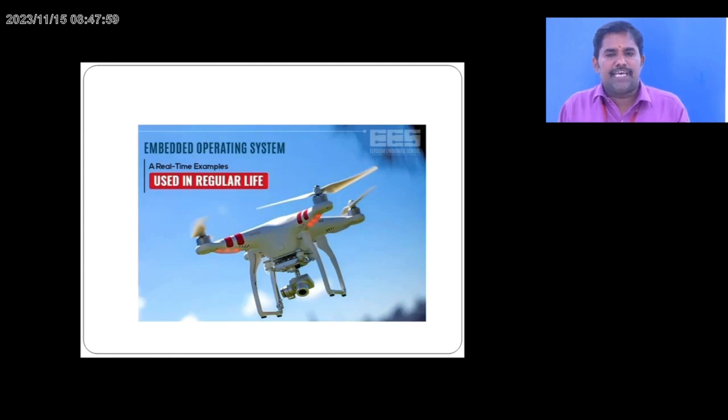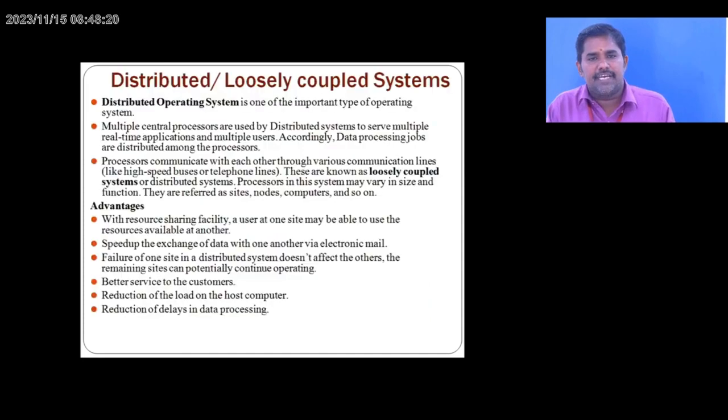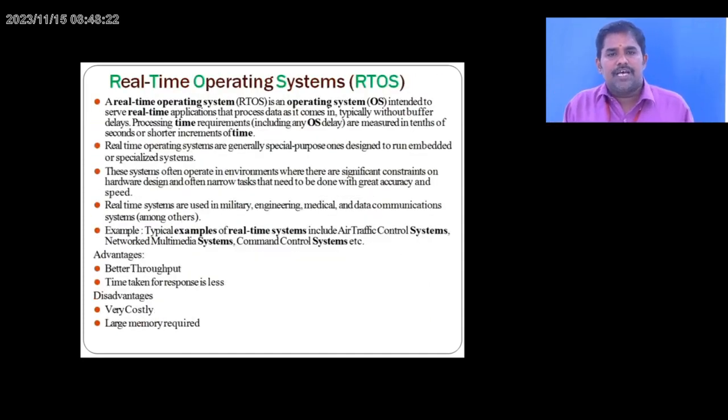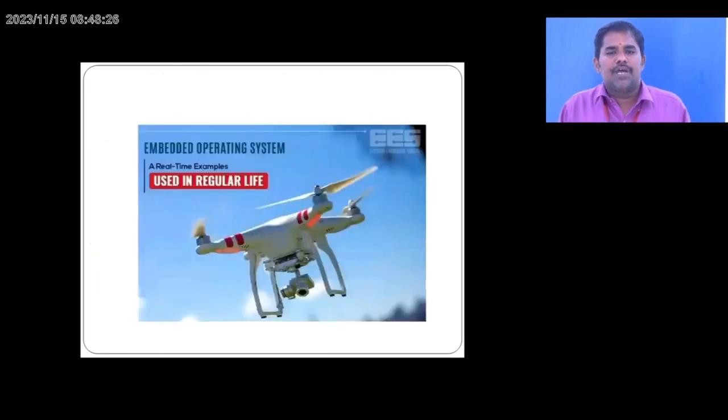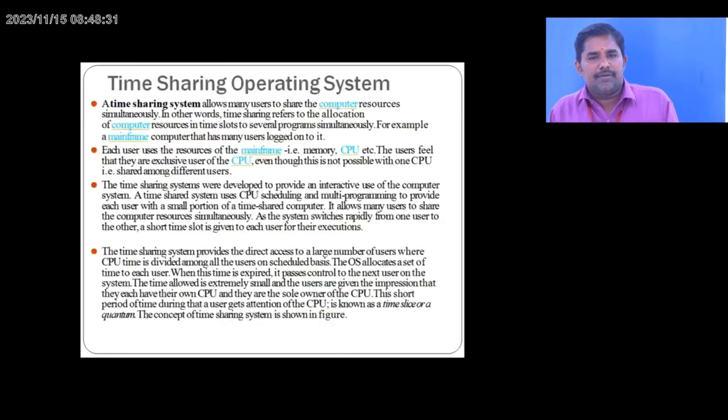We are using embedded systems here and there in current technology. Embedded means hidden inside, so one cannot see it. And system means multiple components interfaced together for a common purpose. I use this terminology to describe distributed as well as real-time OS, especially RTOS, which is used in embedded systems. Nowadays we are using these components all around us. The small systems are called embedded systems.